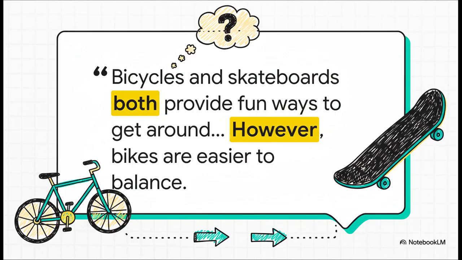Here we go. Bicycles and skateboards both provide fun ways to get around. However, bikes are easier to balance. Skateboards, on the other hand, are more portable. Did you hear them? The words both, however, and on the other hand are key signals right there.